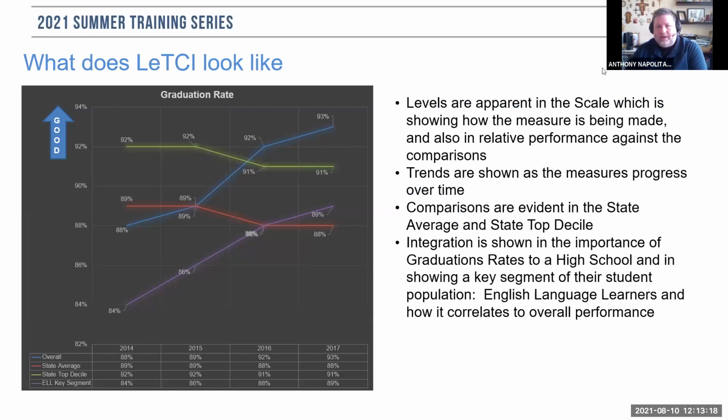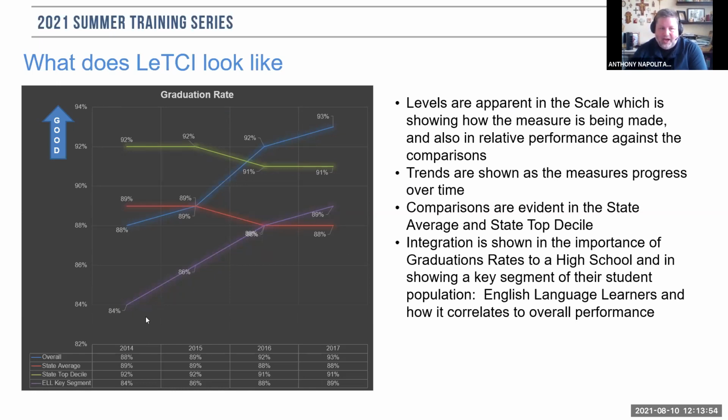So what does this LeTCI look like? This is it right now. This gives you a really good illustration of LeTCI. So you look at the levels. The easiest place to see levels is to look at the scales. What does the scale say? It tells you what kind of measures. Like here, it's percent. It's a graduation rate, so everything's in percent. That tells you how the measures are being made, and it also sets you up so now you can have relative performance against other measures. Trends are just your levels over time.